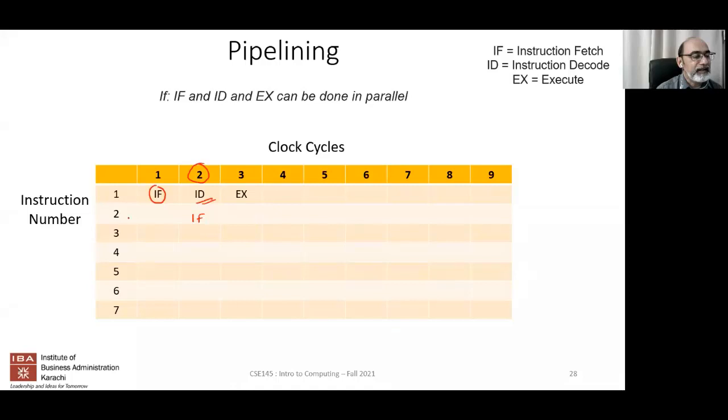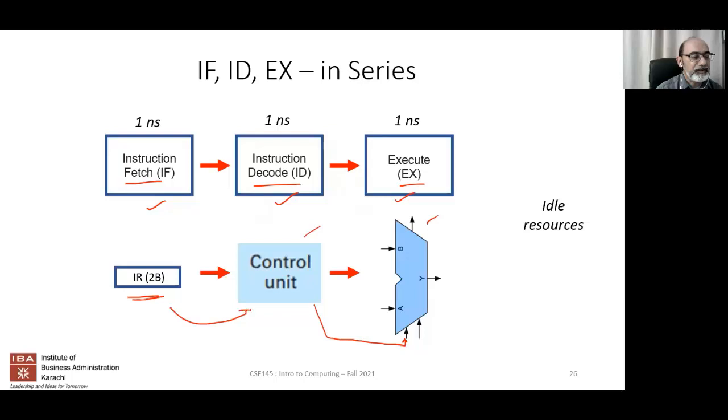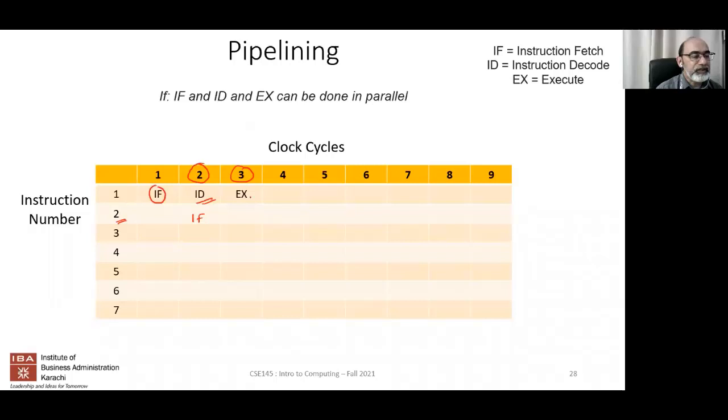In the third clock cycle, we're going to now execute the instruction. The instruction goes from here to the control unit to the ALU, okay? We're going to execute the first instruction. At the same time, we can now decode the second instruction. And now we can also, at the same time, fetch the third instruction, okay? So I hope you get the general idea of what we're doing. Very similar to the laundromat example, and so on.